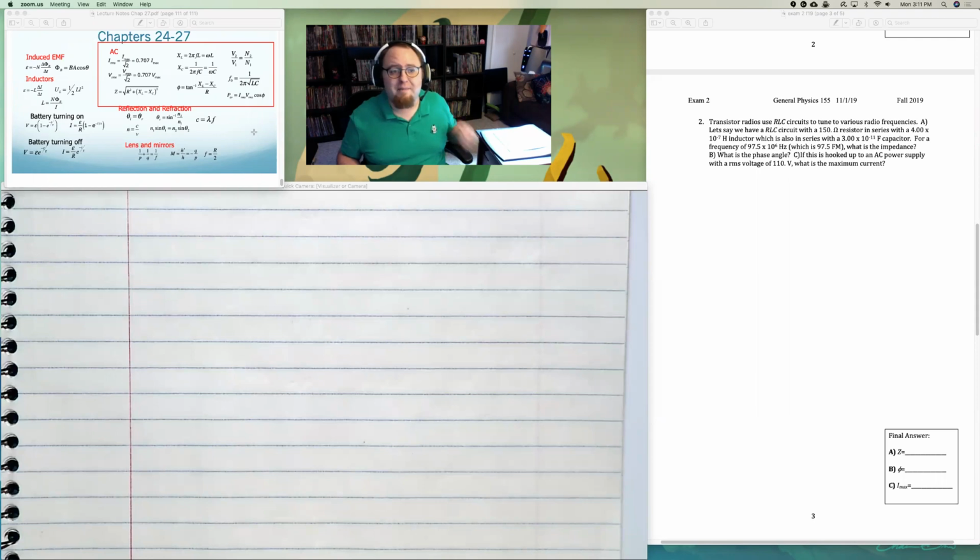But capacitive inductance, sorry, capacitive reactance is another thing. Capacitive reactance and inductive reactance will probably show up. I might ask if the current leads or lags. The phase angle will probably show up. In general, it's going to be that block of equations.